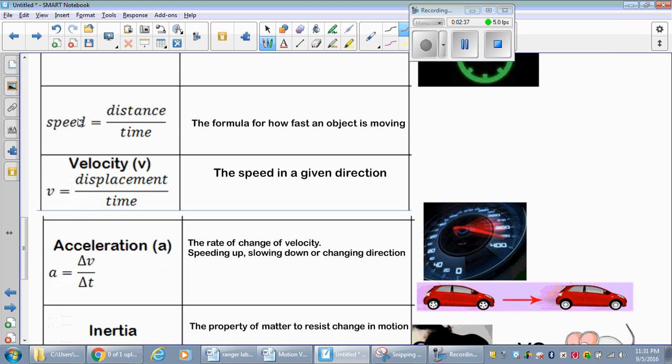Okay, this is an equation for speed. Speed is distance over time. Notice that it's distance, which again is scalar or vector? It's scalar, which means we don't care about the direction. It's a formula for how fast an object is moving.